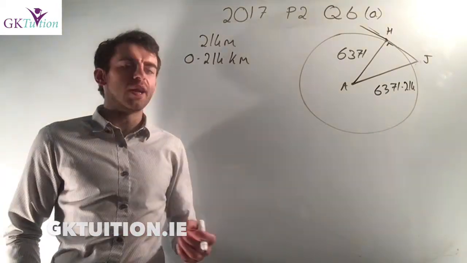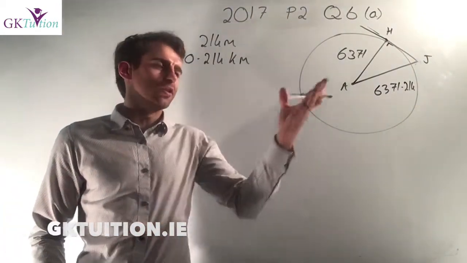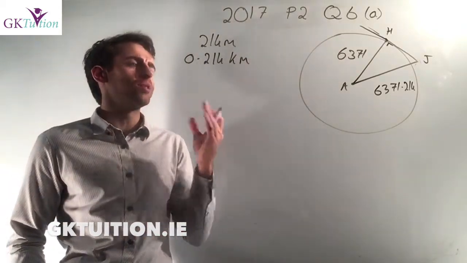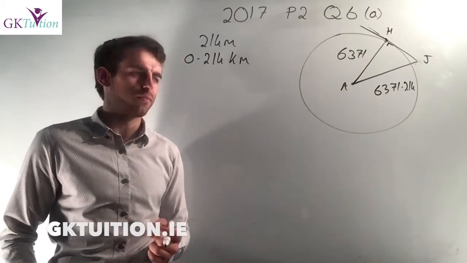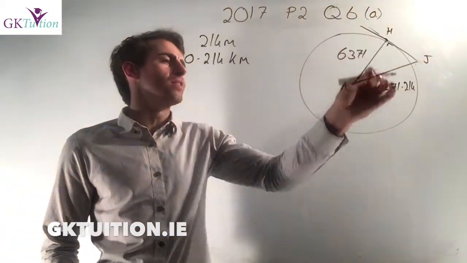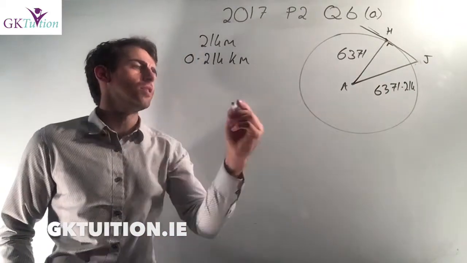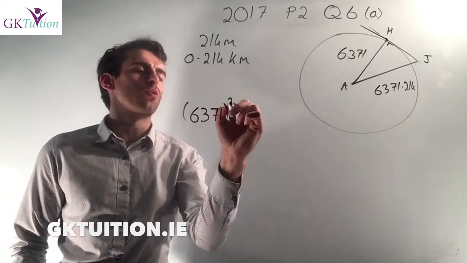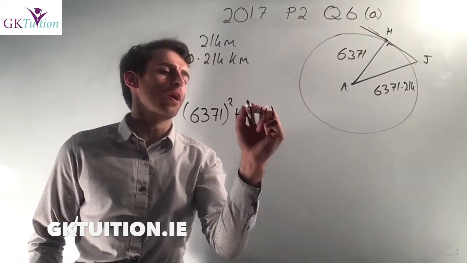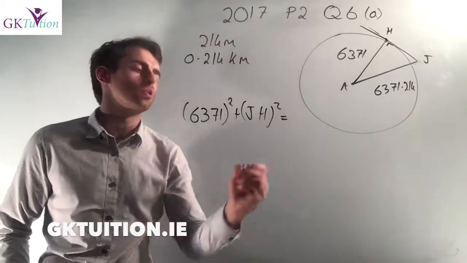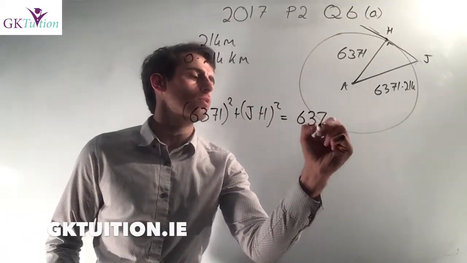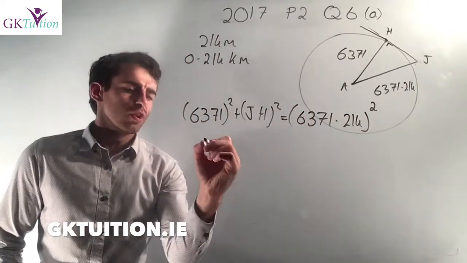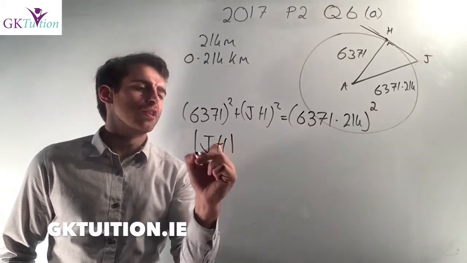Now, this question is asking me to find the distance JH. If we look at our diagram, I have two sides in a right angle triangle, so I just use Pythagoras theorem to find my distance JH. Pythagoras theorem is that a squared plus b squared is equal to c squared, and my c is always going to be my hypotenuse. So if I sub in here, 6,371 squared plus JH squared must be equal to my hypotenuse squared, which is 6,371.214 squared.